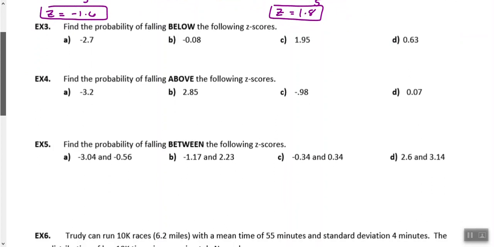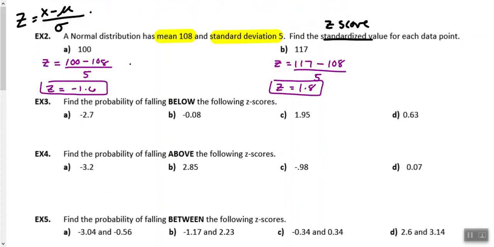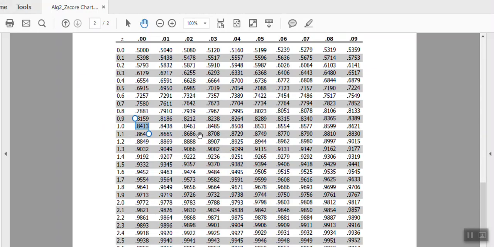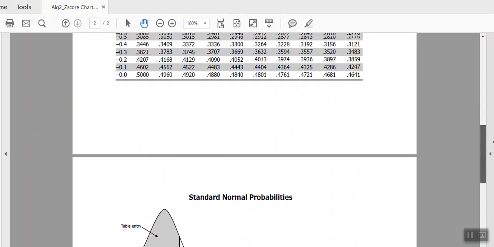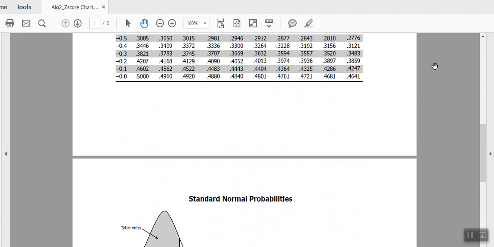All right, so if we look at example 3, 3 is now asking us to find the probability. 2 was just asking for the z-score. 3 is asking for the probability, which means we are going to have to use our chart. And for example 3, we're going to find the probability of falling below the following given z-scores. So if I have a z-score of negative 2.7, I'm going to say negative 2.70, so it's easier to look up. I'm going to go to my z-score table, and I'm first going to look up a negative 2.7 on the left.